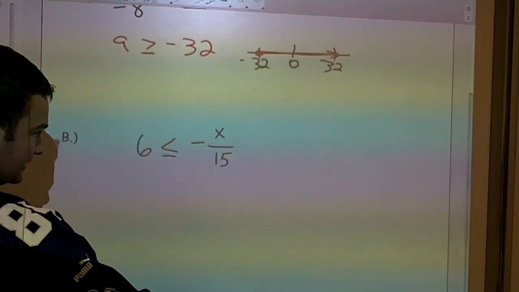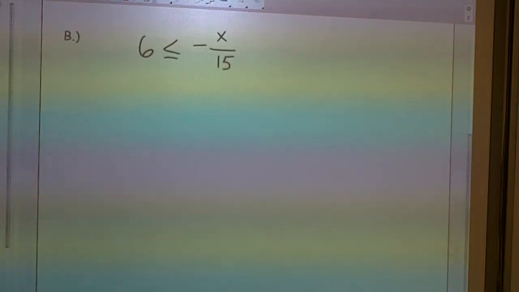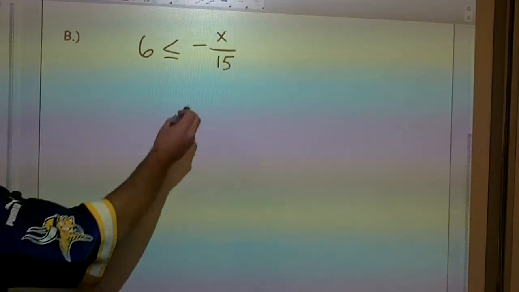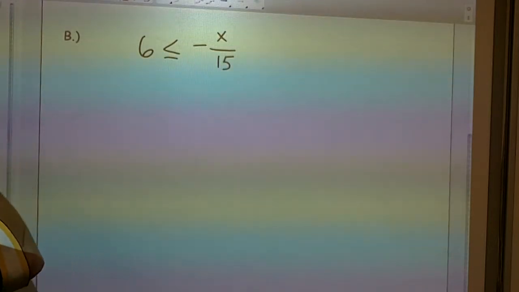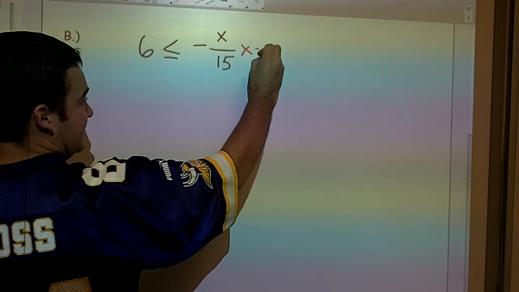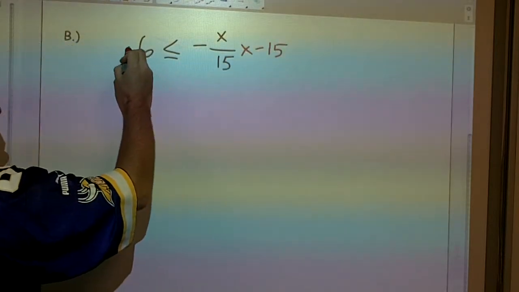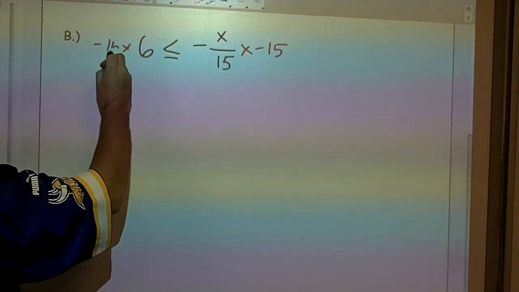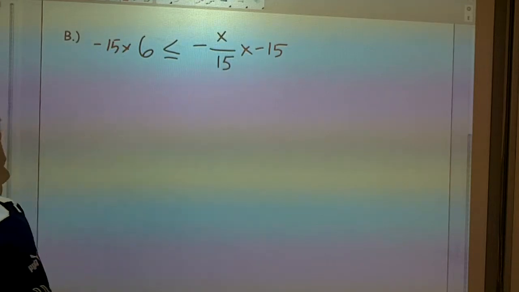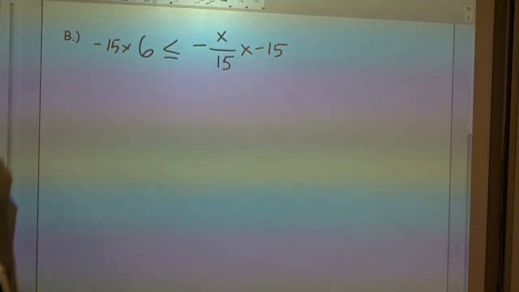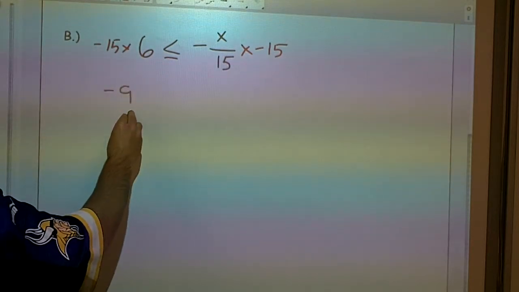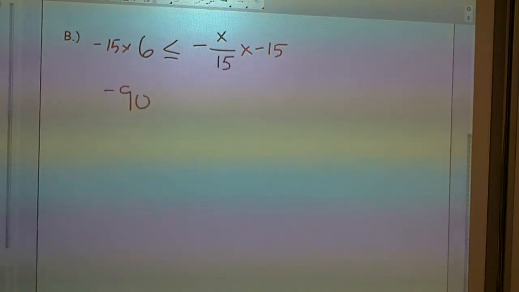Alright. Letter B, 6 is less than or equal to negative x over 15. Now we're dealing with a negative number here. We're multiplying by a negative, so we're going to times this whole side by negative 15 and times this side by negative 15 to cancel off our division of 15. Negative 15 times 6 gets us to about negative 90, I do believe.